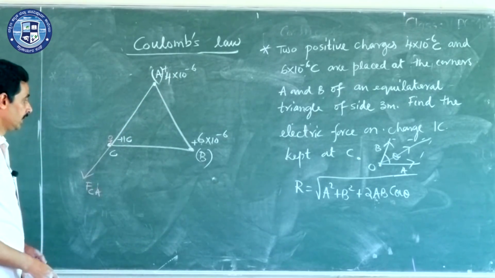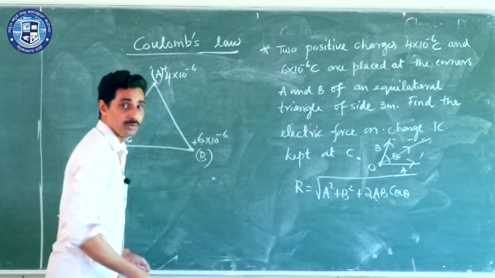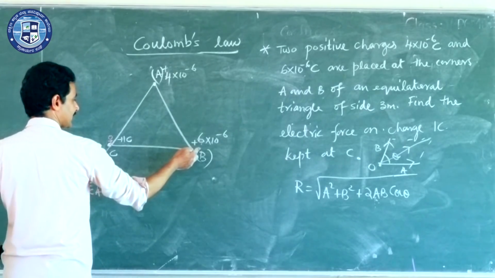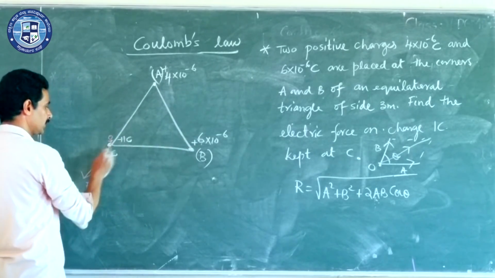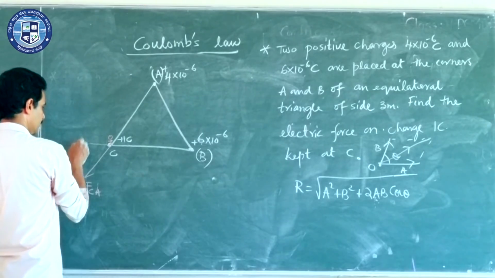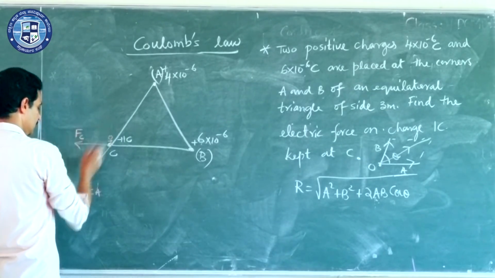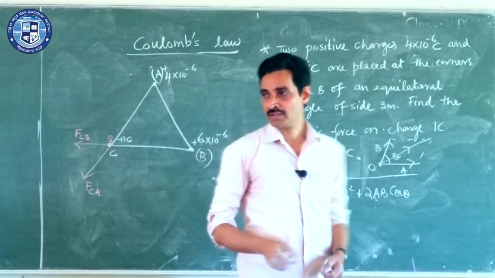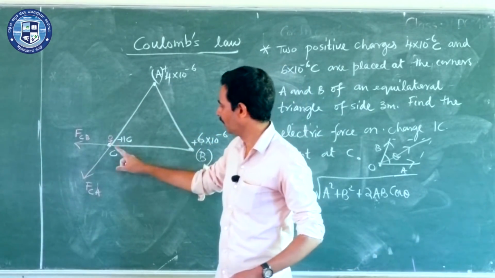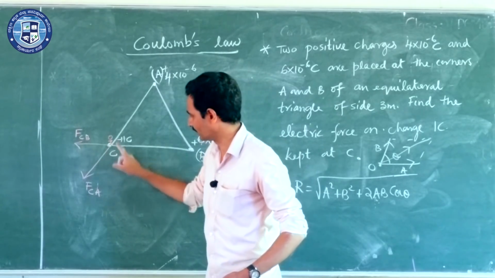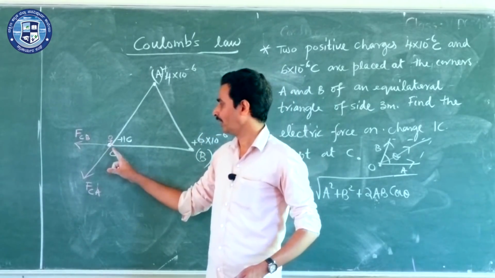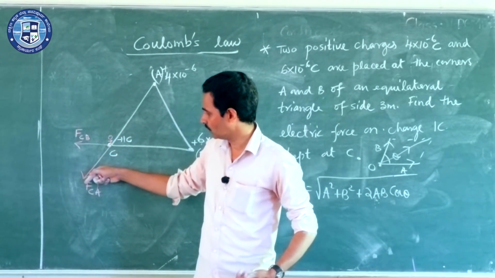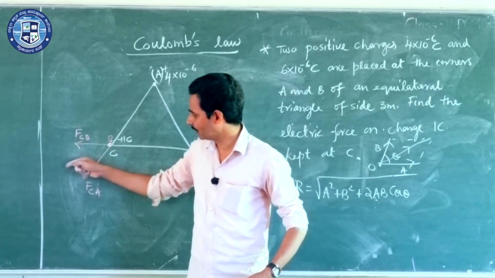This is one force. At the same time, 6 microcoulomb won't sit quiet, it will also repel you. So this is the force on C due to B. So two charges will repel this plus 1 coulomb in two directions. Now what about the fate of this 1 coulomb? Will it go in this direction? Will it go in this direction? No. It will go in the diagonal of the parallelogram direction.